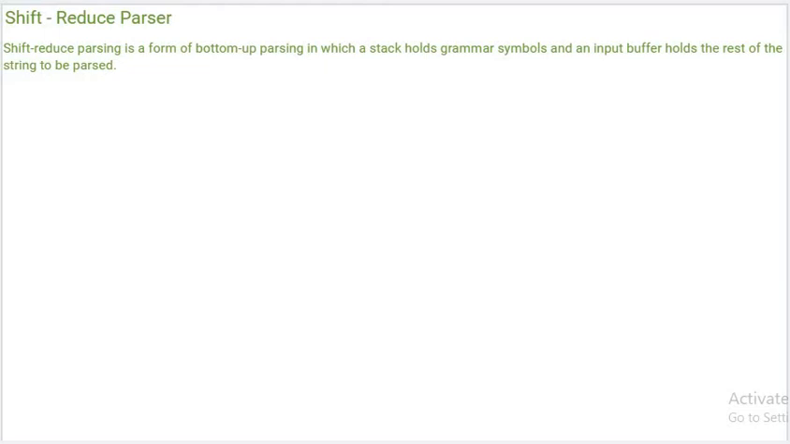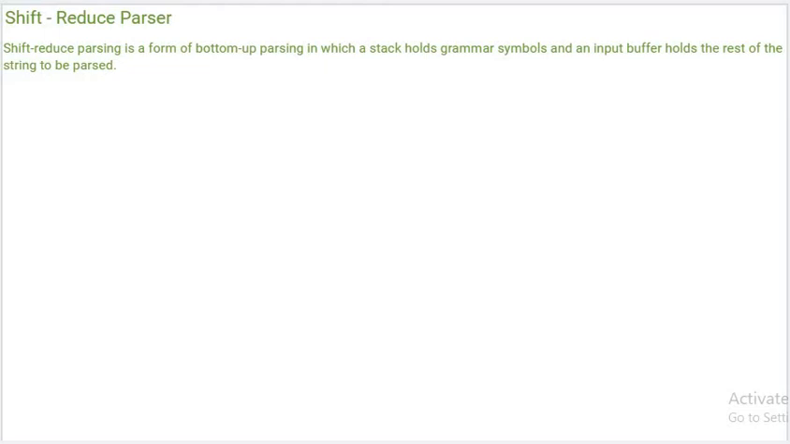And in shift reduce parser, mainly we will be doing two operations. One is shift operation, another one is reduce operation. So shift operation means just shifting the current input symbol to the stack. When we say that we are performing shift operation, it means that the current input symbol is being pushed to the stack.